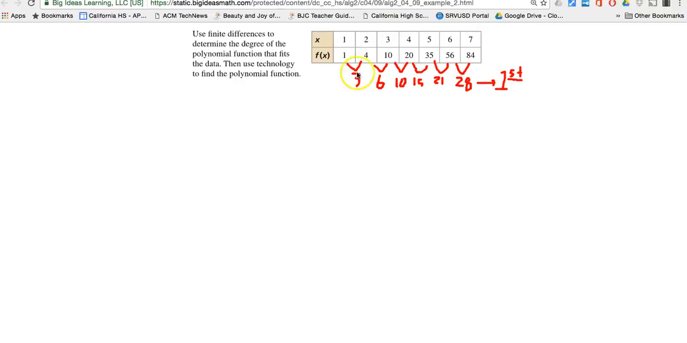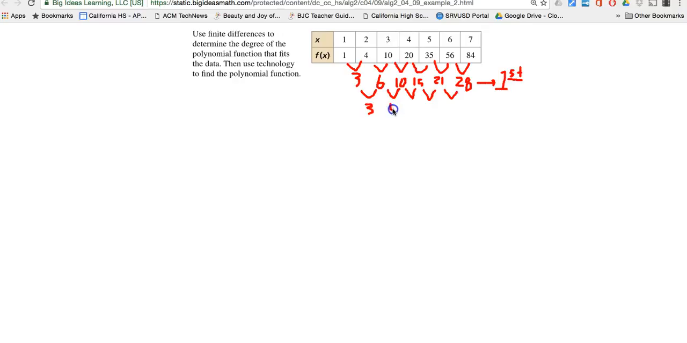So again, just taking the difference of the y values gives us our first difference. Now you'll notice 3, 6, 10, 15, 21, 28 are not constant numbers. These values are all different. So let's go ahead and repeat the same process. We're going to take the difference between our first difference values. The difference between 3 and 6 is 3.